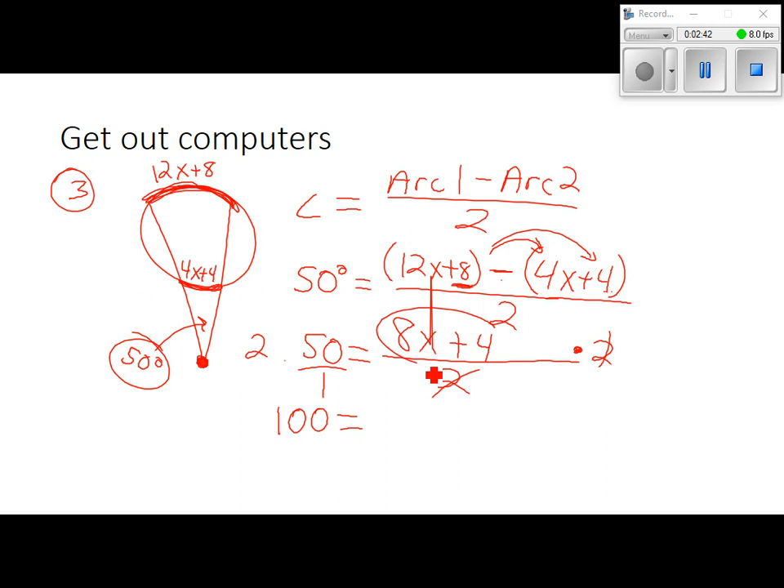On the other side, what's left? 8x plus 4. Then we're going to solve that. We're going to subtract 4 on both sides. You probably want to have your calculators out so you can help me. That's 96, I think. That's 8x. Divide both sides by 8. What's x equal?